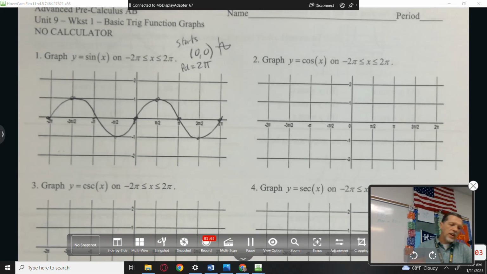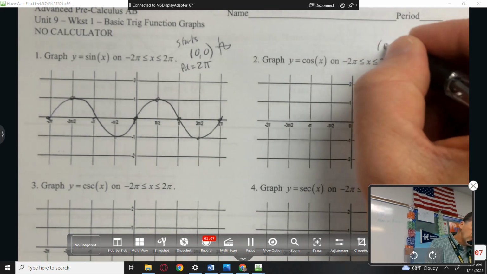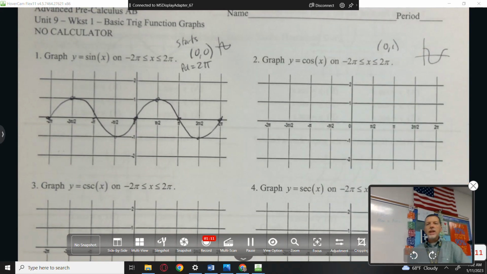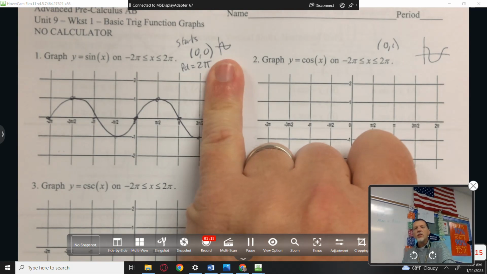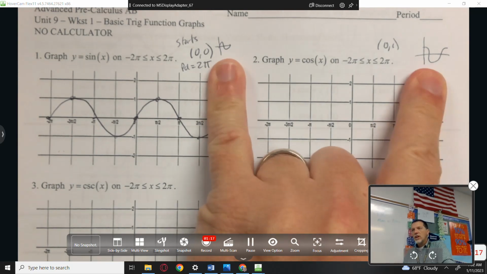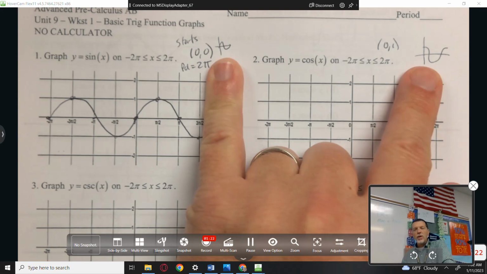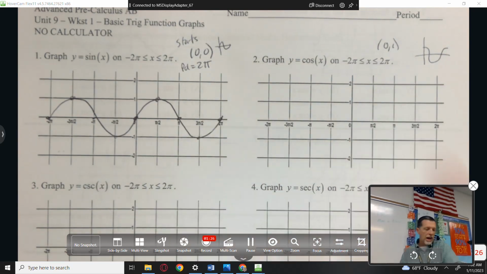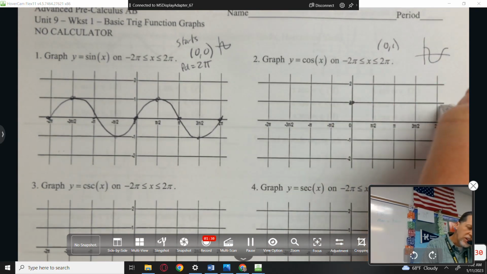Number 2, cosine from negative 2 pi to 2 pi. Well, cosine starts at 0, 1. It starts at a maximum. And a lot of times on these graphs, I'll start to see things like just a little picture of a parent function. Almost like when you did parabolas. You maybe do a little quick parabola to remind yourself that's what it is. Cosine starts at a max. The max is at 1 until we change it later today.